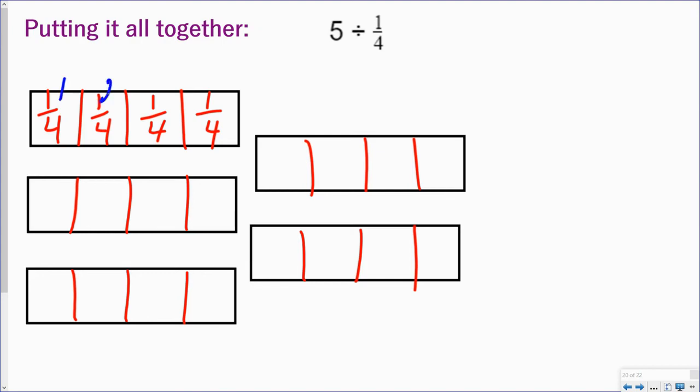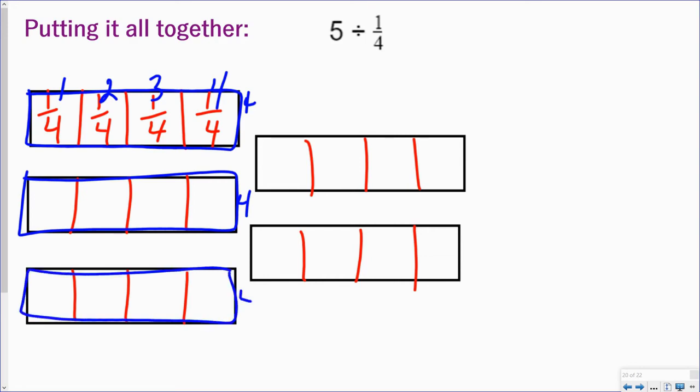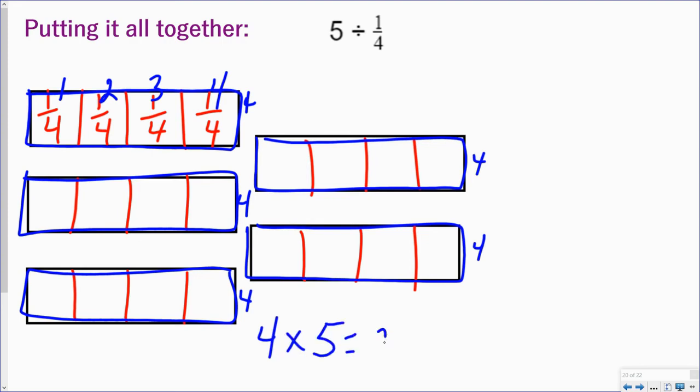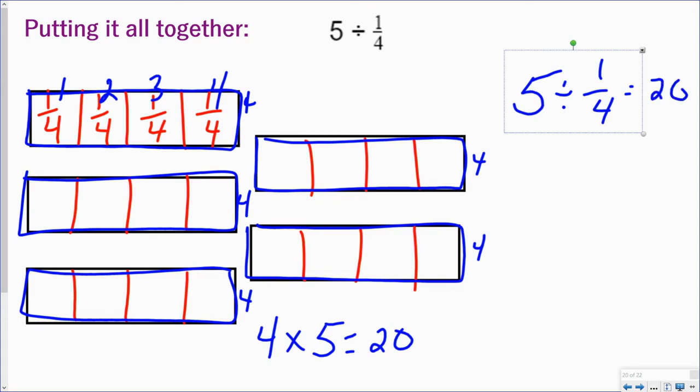Well, here I have 1, 2, 3, 4. Like I did in the other problem, I know for this whole rectangle, I have 4/4. So that means in this rectangle, I also have 4/4. In this rectangle, I also have 4 of them. In this rectangle, again, 4 of them. And in this rectangle, I have 4 of them. So now I know that 4 times 5 equals 20. So based on that, I know that 5 divided by 1/4 equals 20.